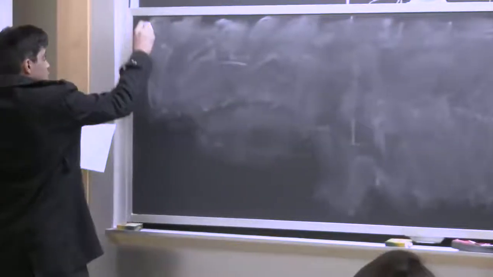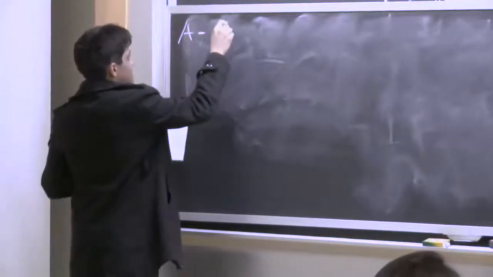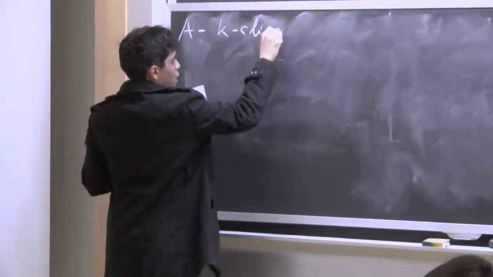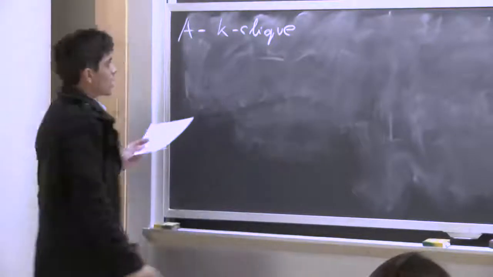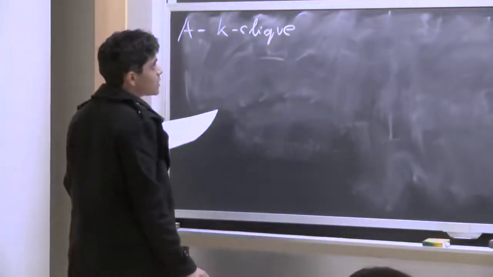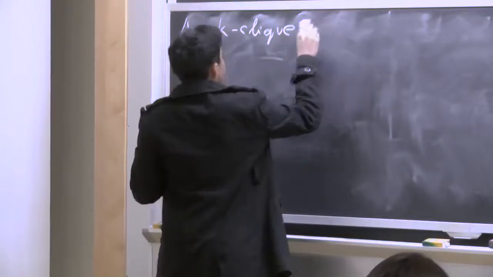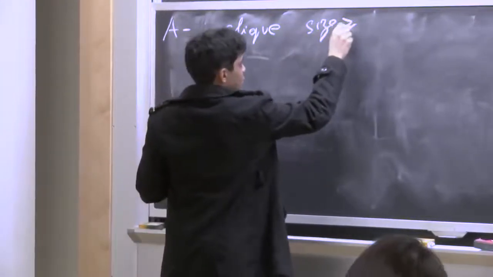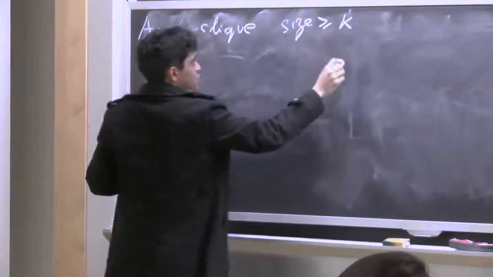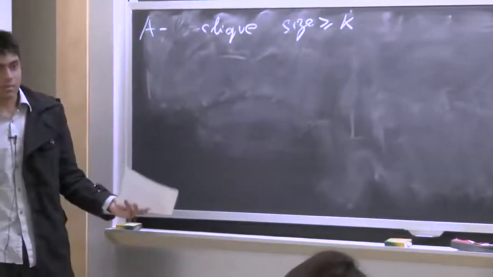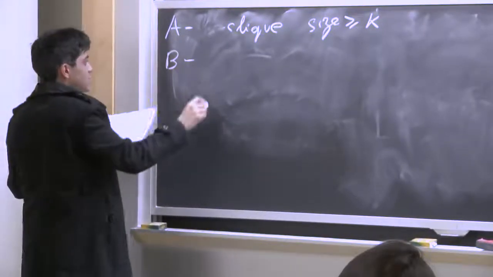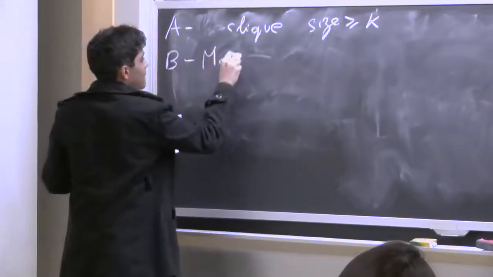Okay, so this is the next problem. As before, our A is K clique. Rather, let's write this in this way: clique size greater than or equal to K. So that's the decision problem: is there a clique of size greater than or equal to K? And B is called Max 2-SAT.